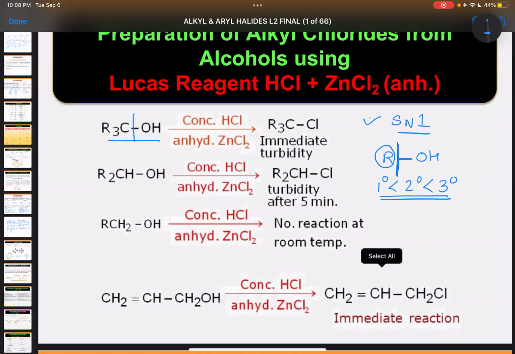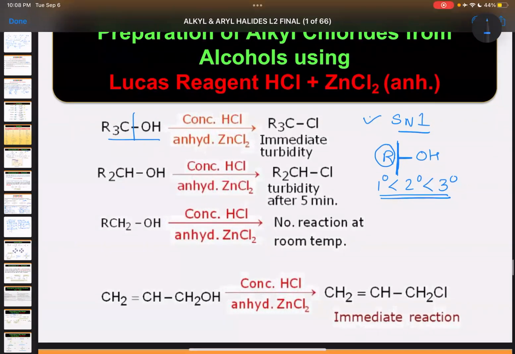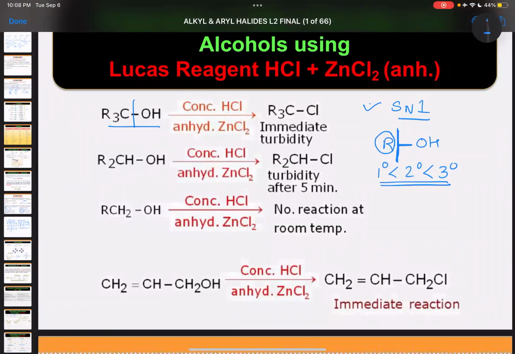You get the turbidity in just 2 to 5 minutes. And if you get the turbidity in more than 5 minutes, that means what? That is the secondary alcohol. And if you get the turbidity after a long time or only upon heating, or if it doesn't react, that means it is a primary alcohol. But sometimes the primary alcohol can also react very quickly. When is it, tell me.